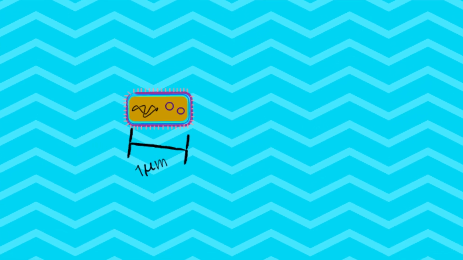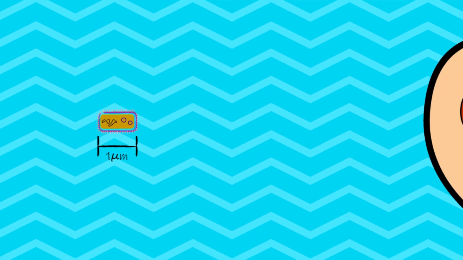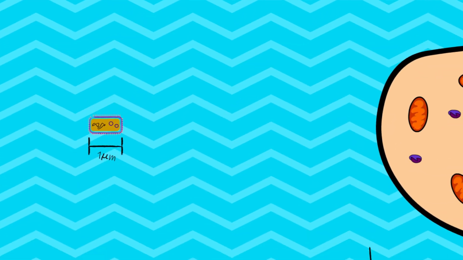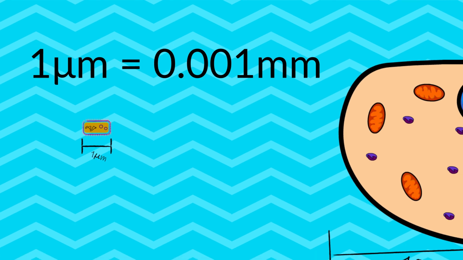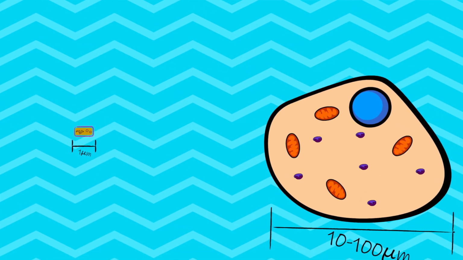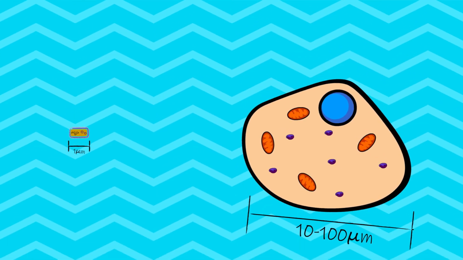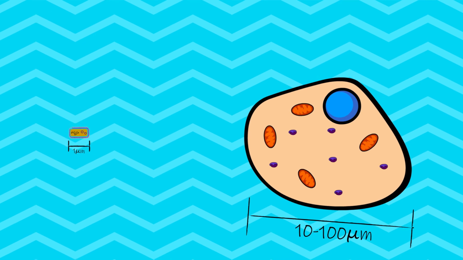Bacteria can only be seen with a microscope because they are microscopic. They are about 1 micrometer long, which is 1,000th of a millimeter, which is around the same size as a mitochondrion in a eukaryotic cell. In comparison, a bacteria is incredibly small compared to a eukaryotic cell.